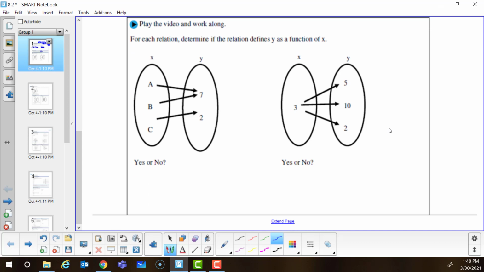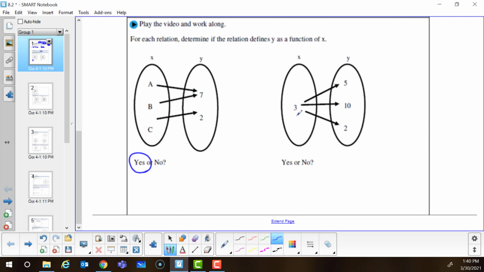So again, here's a different way to show relations, and I've used the circles, and I've got the a, b, and c, and the 7 and 2. Notice that coming out from A, B, and C, I only have one arrow from A, one from B, one from C. Now, A and B are both pointing to 7, and that's okay. But A, B, and C each only have one arrow coming out. So yes, that would be a function.